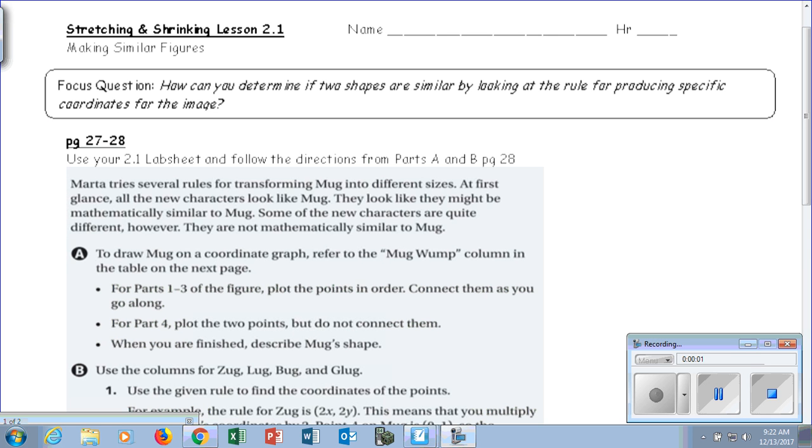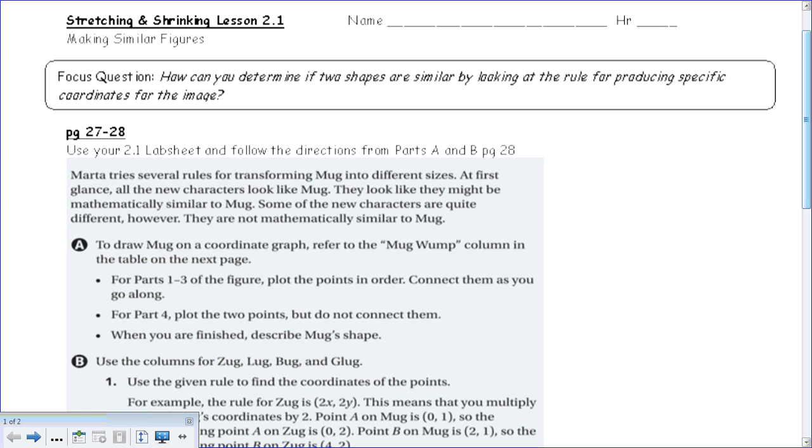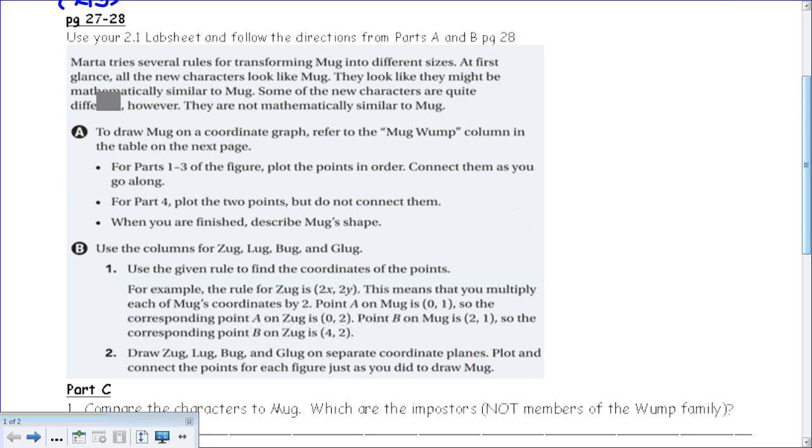So today we get in, and it says, how can you determine if two shapes are similar by looking at the rule and producing specific coordinates for the image? Remember, a coordinate looks like this, with the x part first, the y second, right? So what you're going to do is use your lab sheet here. We're going to give you about 20 minutes to do this.